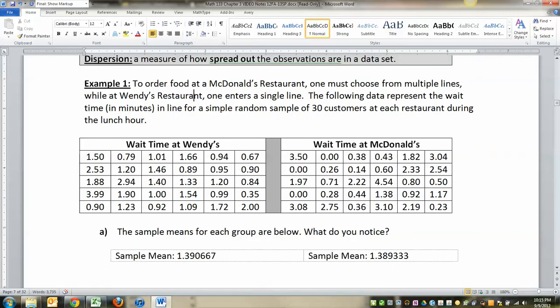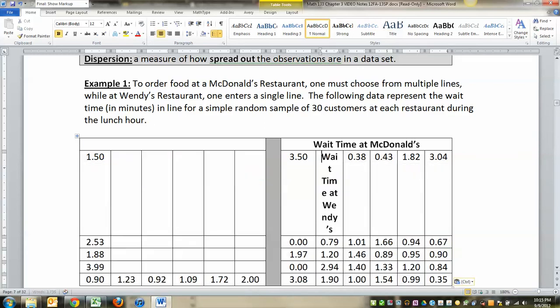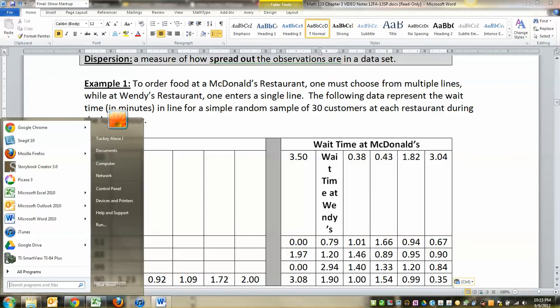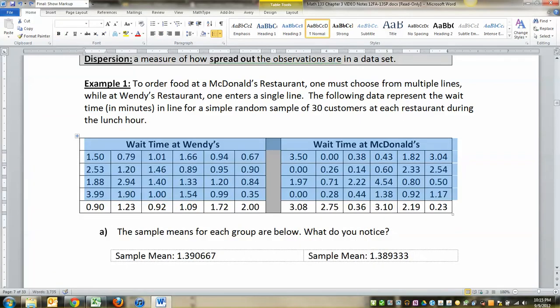And I have here a data set. To order food at McDonald's, one must choose from multiple lines, while at Wendy's, one enters a single line. The following data represent the wait time in minutes in line for a simple random sample of 30 customers at each restaurant during lunch hour. So there's the 30 wait times for Wendy's. There's the 30 wait times for McDonald's. Oopsie. I did not mean to do that. There we go. All right.